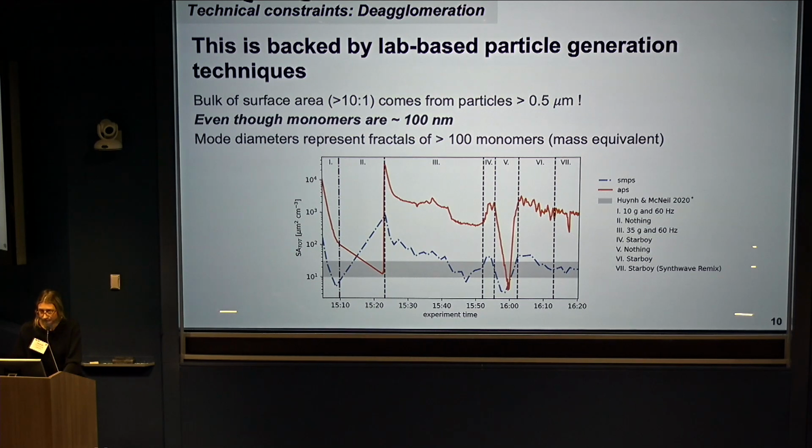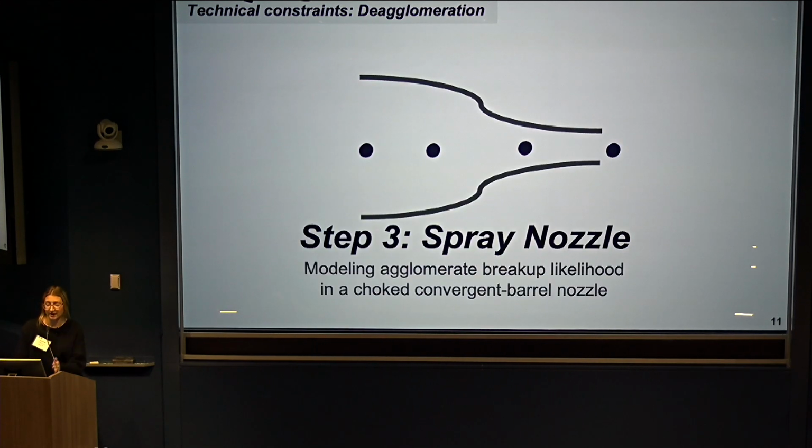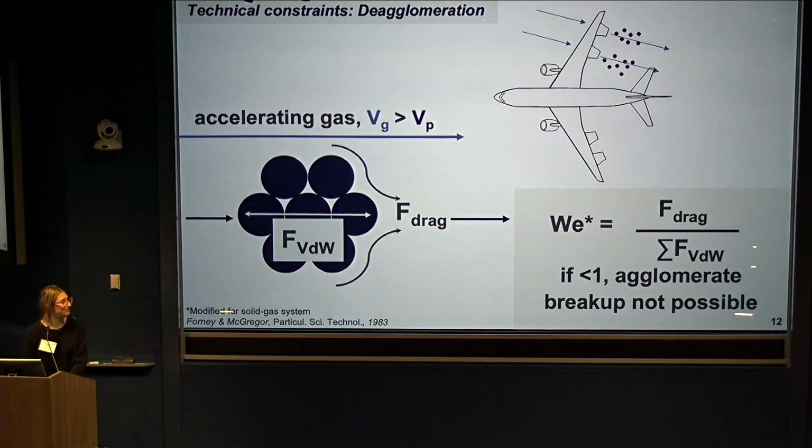So yeah, this is clearly something that will become important if anyone ever starts to think about dispersing solids at scale. So with that in mind, I want to zoom in on this last step of the proposed dispersal scheme and talk about one means of modeling agglomerate breakup likelihood in a choked convergent barrel nozzle. So I think everyone here knows how a nozzle works, but a nozzle constricts to accelerate the flow of a gas.